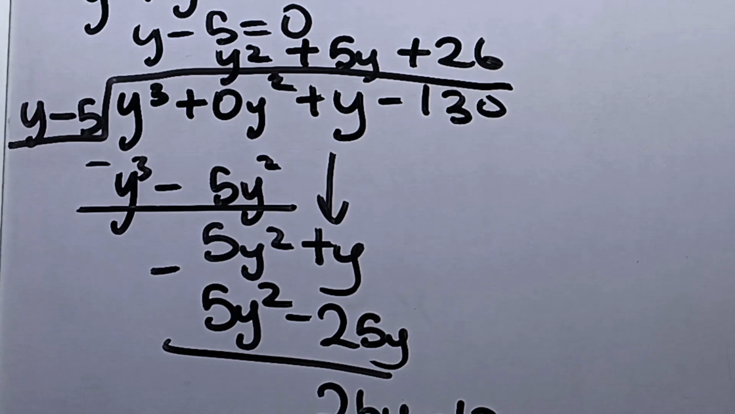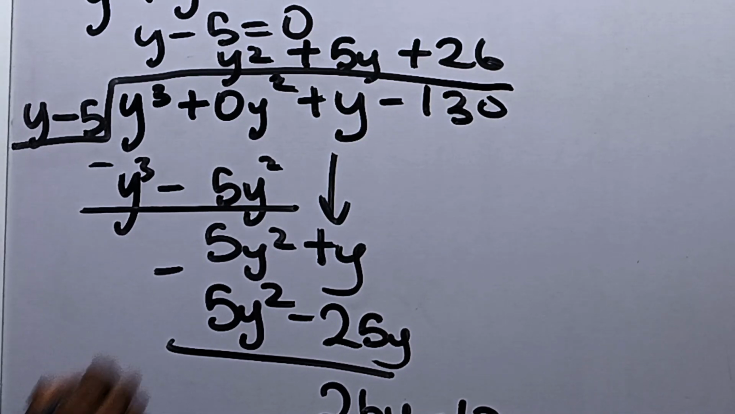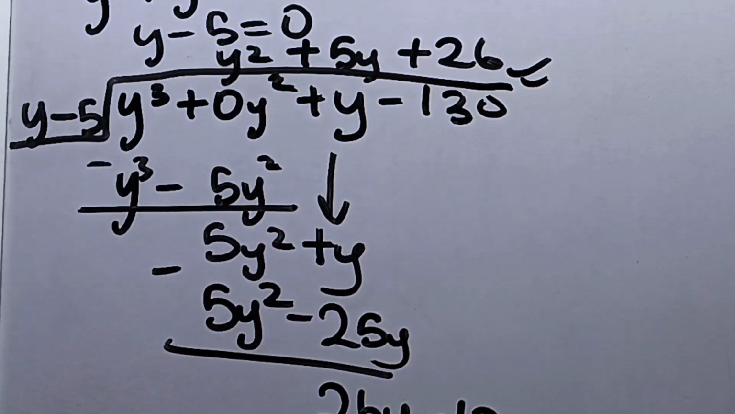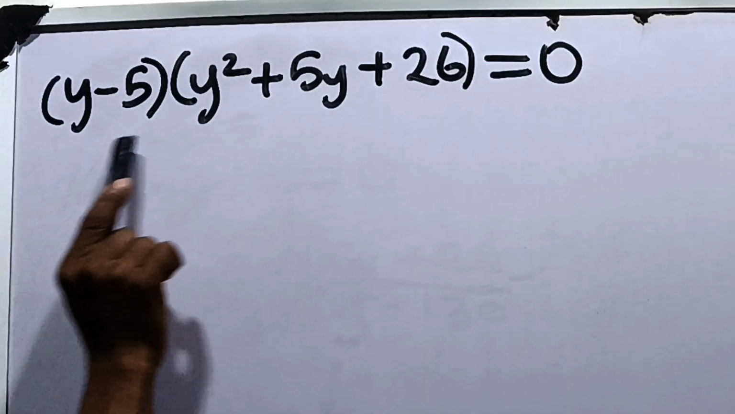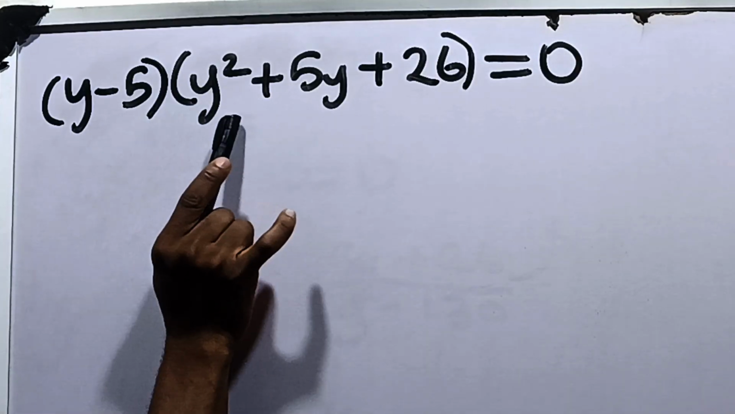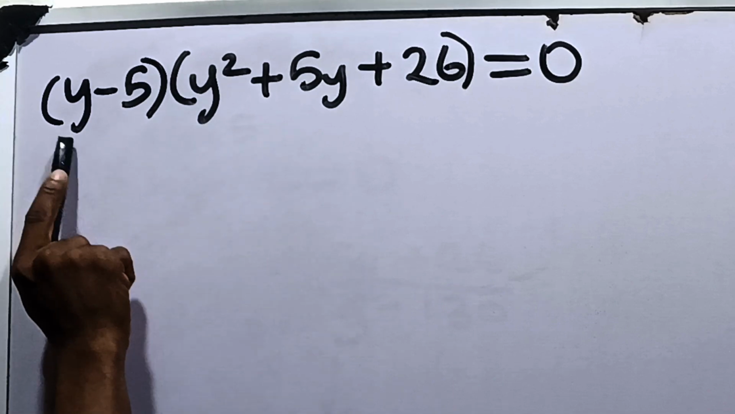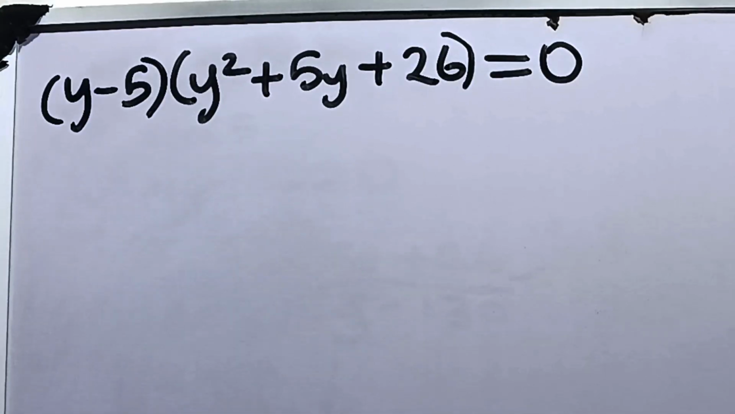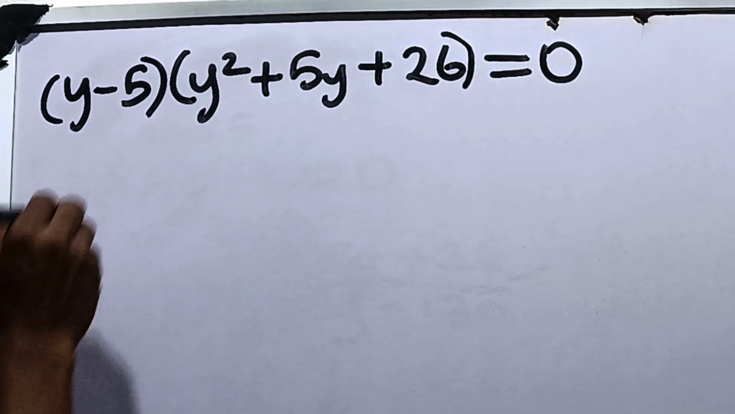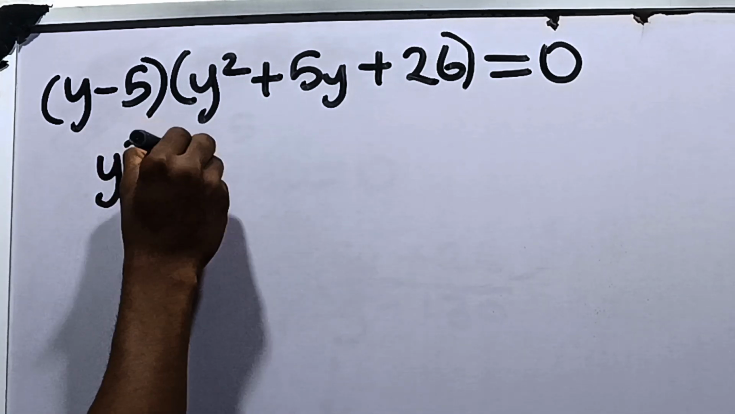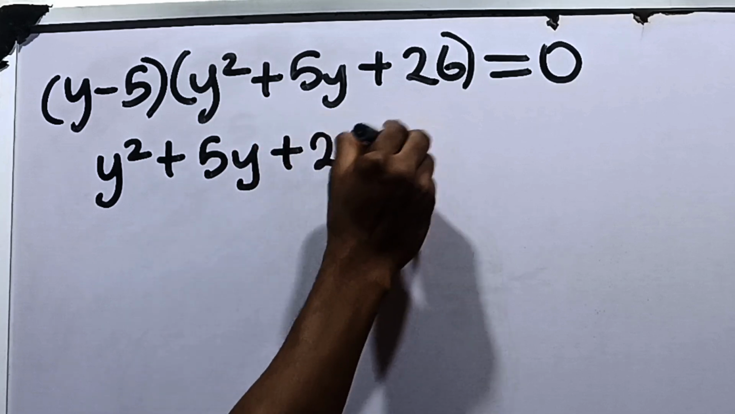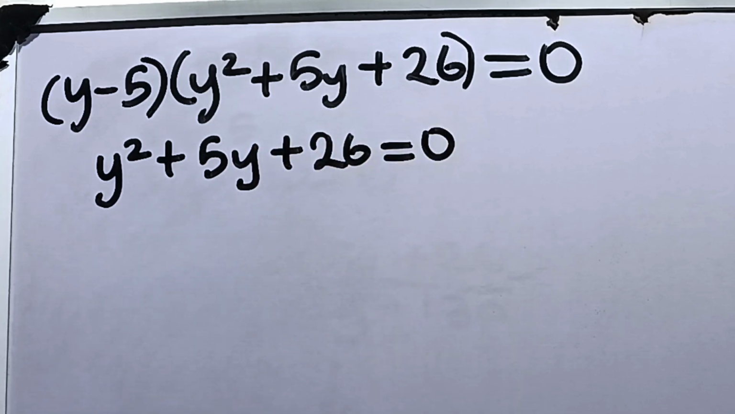So it means that the second factor for this is y squared plus 5y plus 26. We can say when the product of two things is equal to 0, it's either the first one is equal to 0 or the second one is equal to 0. So it's either that y minus 5 is equal to 0 or y squared plus 5y plus 26 is equal to 0. Okay? If this is the case, we have that y squared plus 5y plus 26 is equal to 0. We can apply the quadratic formula here.